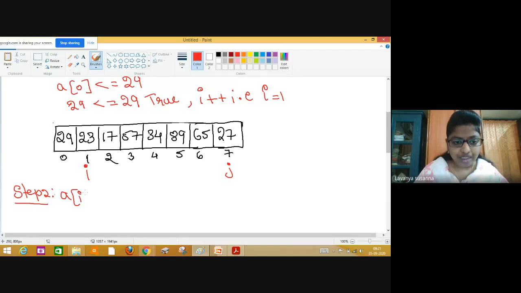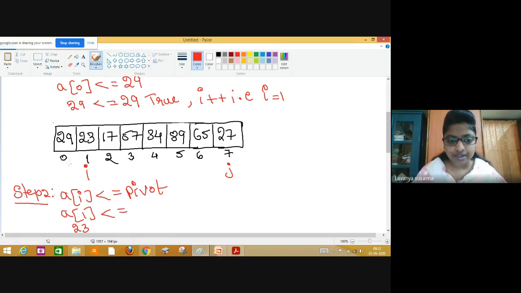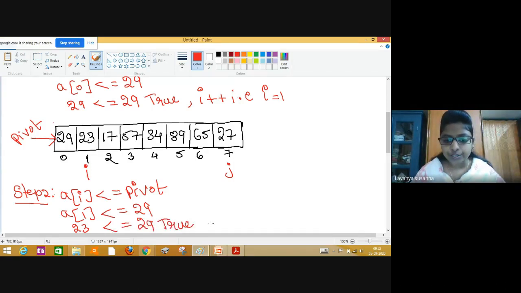A of I less than or equal to pivot. What is A of I? A of 1 means 23. See here, I is pointing to first index. First index element 23 less than or equal to, this is pivot, okay? Always this is pivot, 29. First element will be pivot. 23 less than or equal to 29. True. When it is true, you need to increment I plus plus.